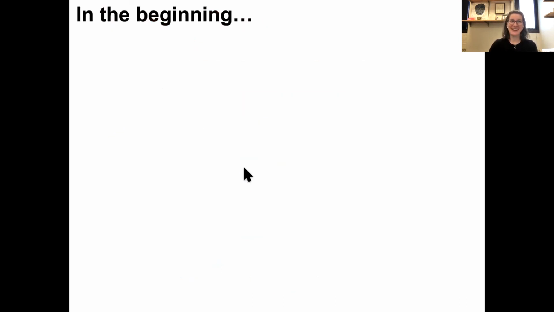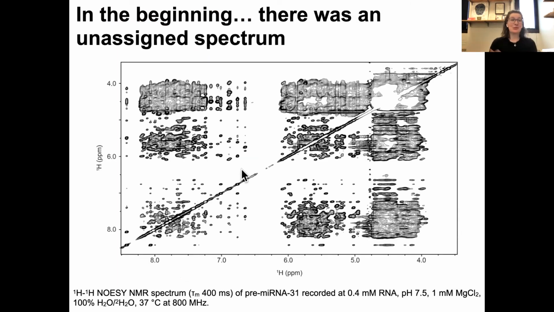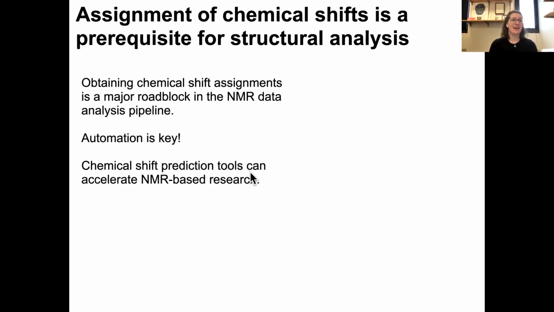So let's start at the beginning. You have a sample and you've collected your first spectrum, and it's beautiful. But without chemical shift assignments, you can tell very little about your RNA biomolecule. Perhaps whether it's folded or unfolded, but truly rich structural information is really lacking. Now, whether you work with proteins or nucleic acids, chemical shift is a fundamental indicator of molecular structure. And as we heard from our previous speakers, it really is at the heart of all NMR studies.